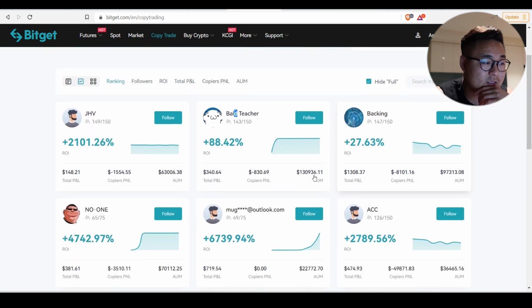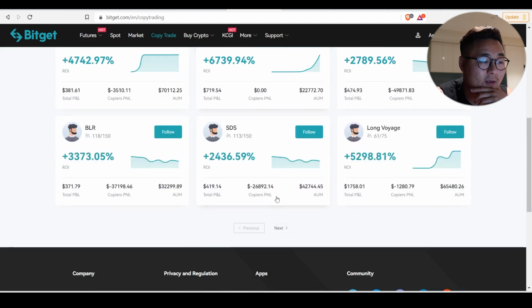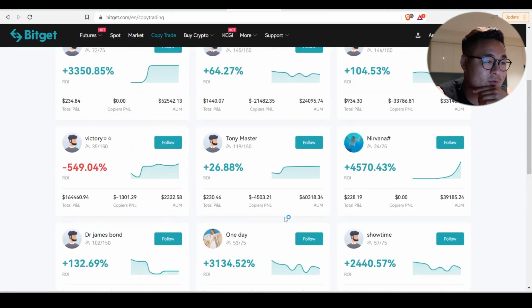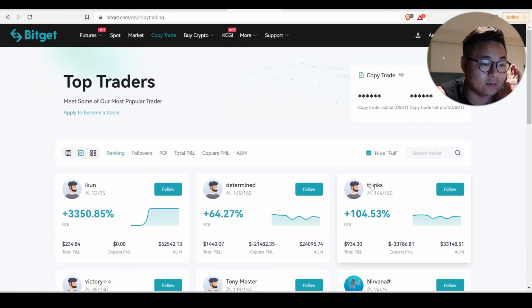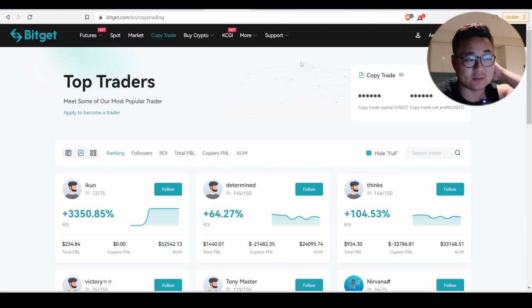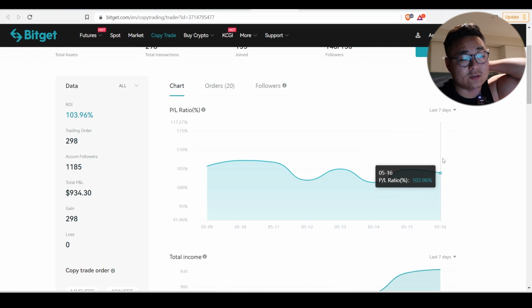So you go through this process of elimination and you just keep going, and this could take you hours of research, I guess. If you can do it quickly within 1 hour, that's good. Let's have a look at things. So we'll look at this guy. It is a bit scary to see some of the copiers' P&L sitting at negative 33,000, but let's have a look at his track record right now.